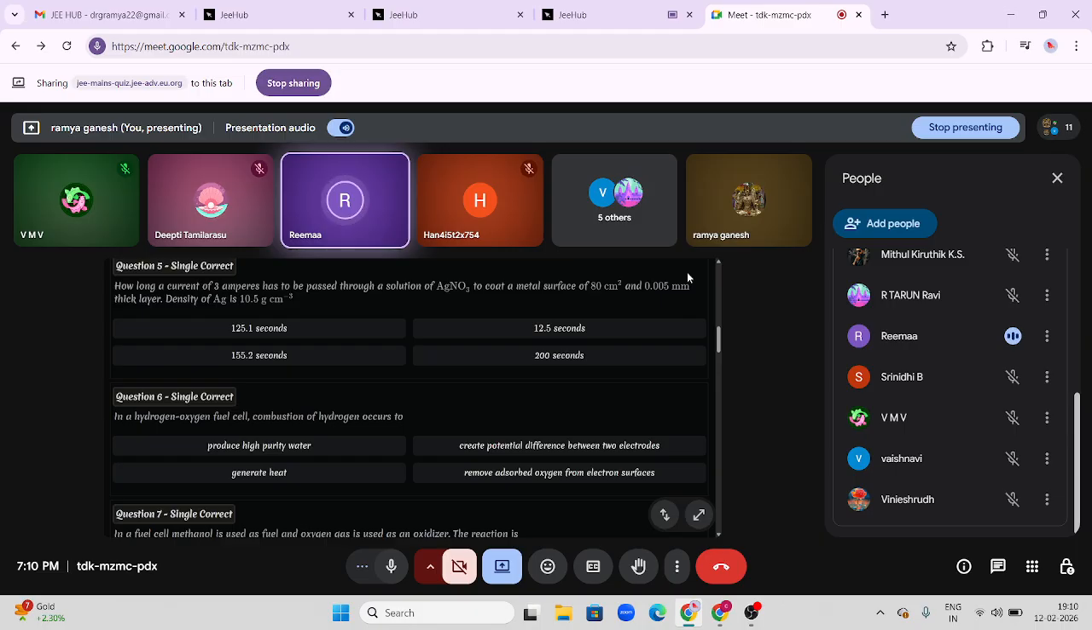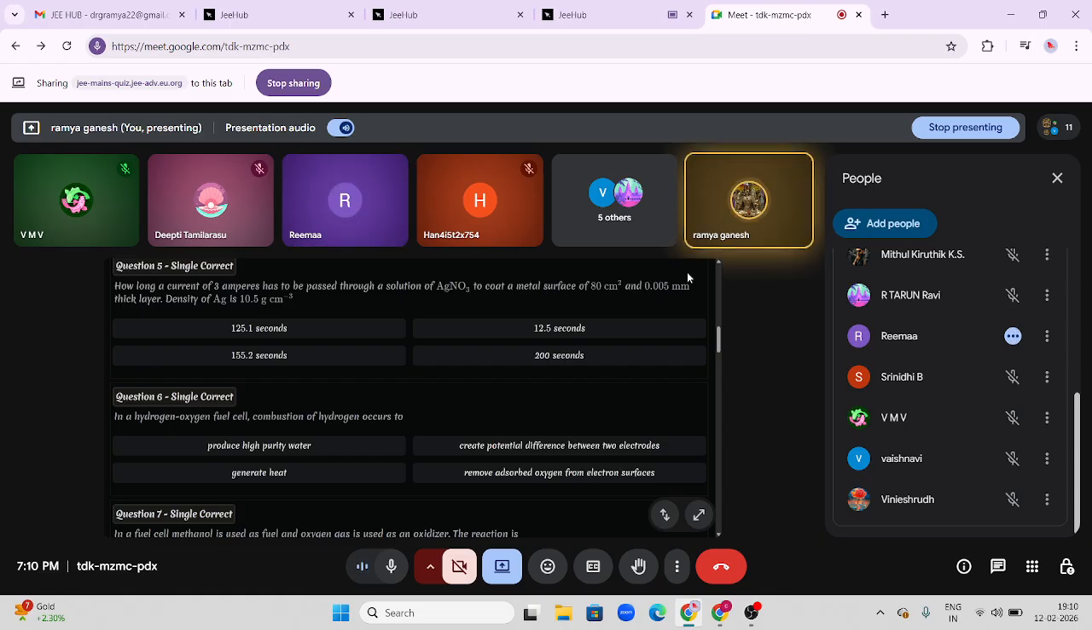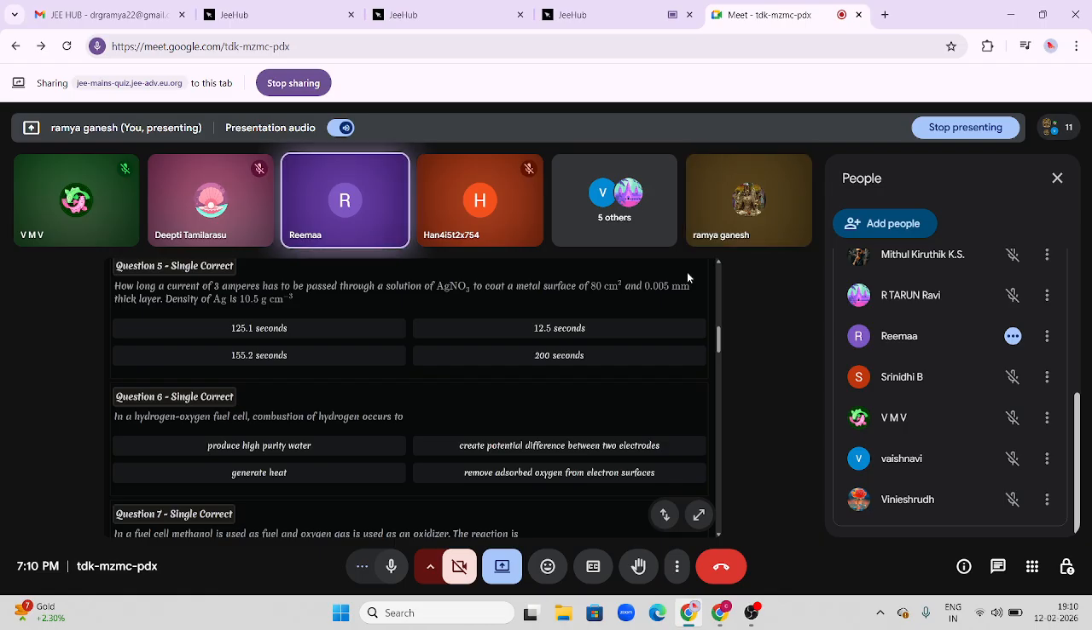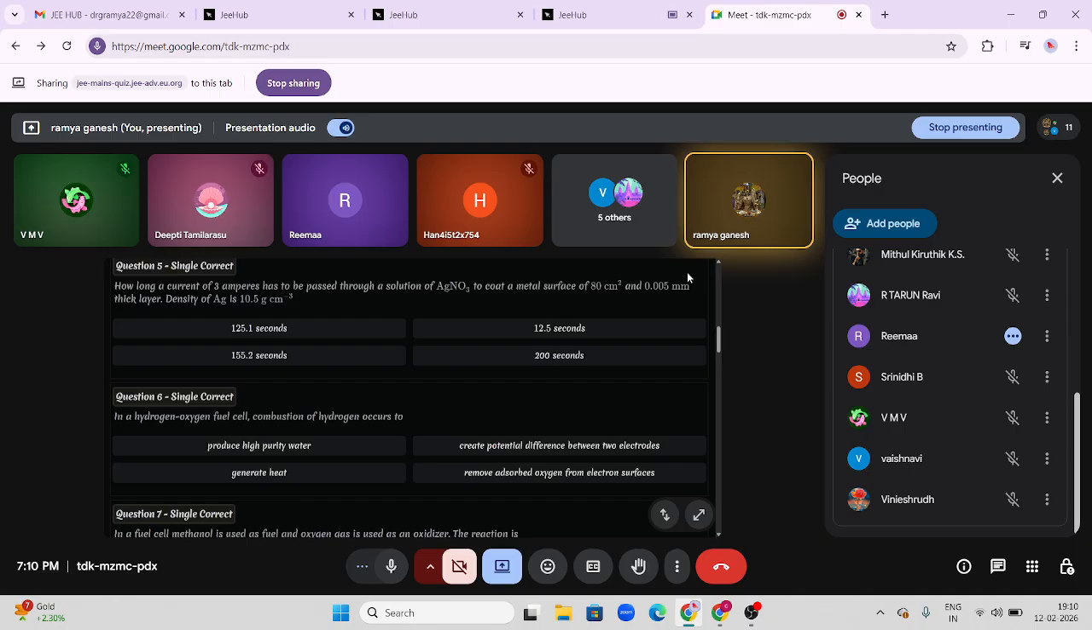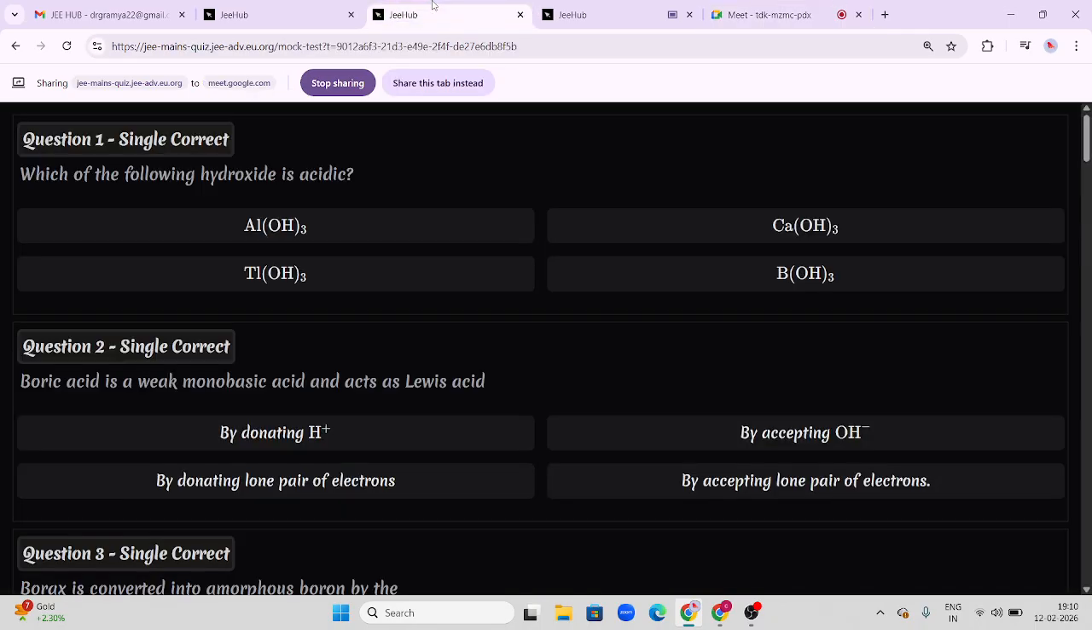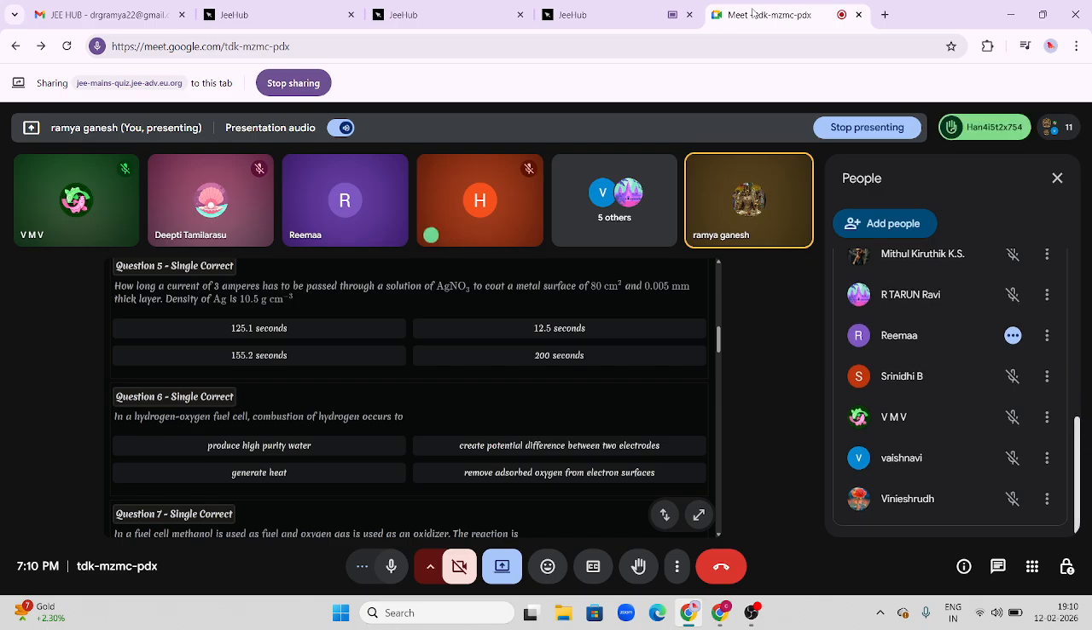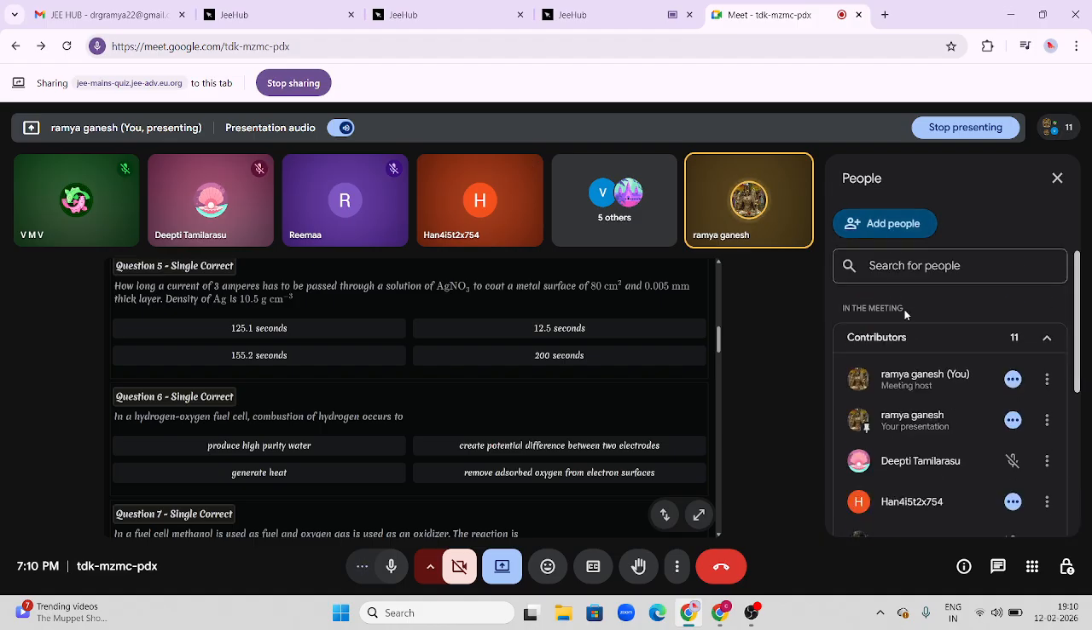Equivalent weight by 96,500. What is the equivalent weight here? What will be the equivalent weight here? Yes, Kagol, tell me. Anyone who is ready can please give the answer. Don't wait for my calling.